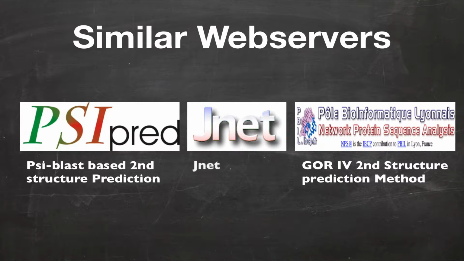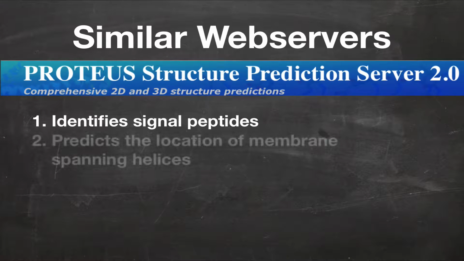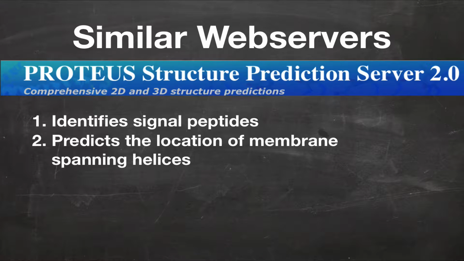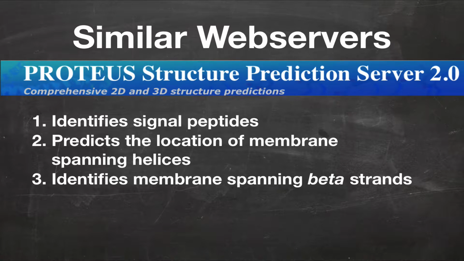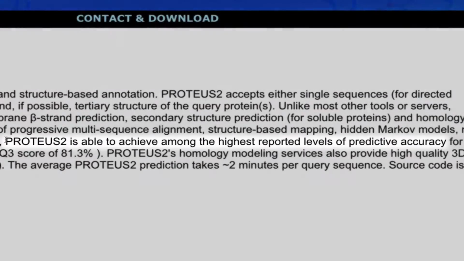However, unlike other web servers, Proteus2 also identifies signal peptides, predicts the location of membrane-spanning helices, identifies membrane-spanning beta strands, and performs 3D structure prediction via homology modeling. But what really makes Proteus2 stand out is its high prediction accuracy.